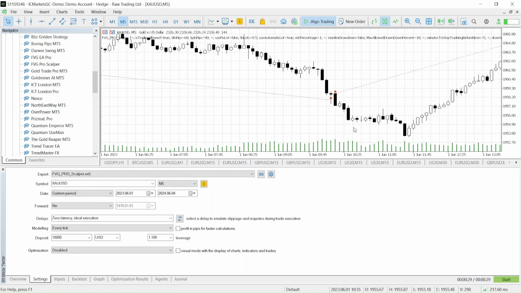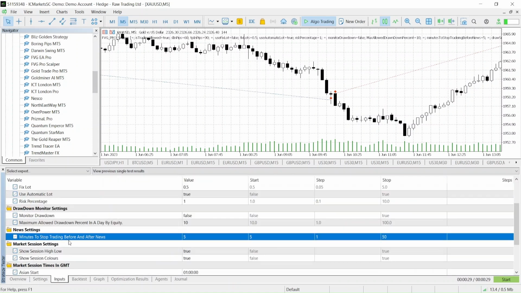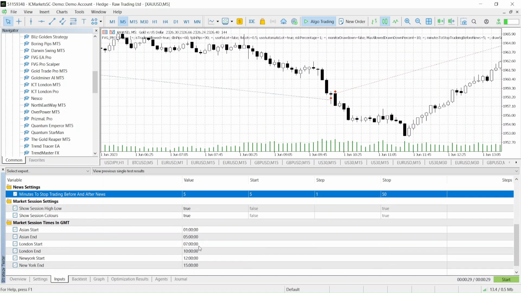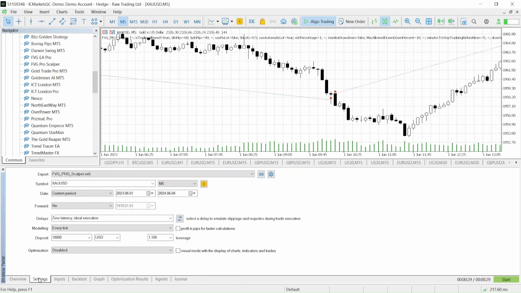When you download this EA into the MT5 terminal, you can see that in the news inputs, there is a news filter: minutes to stop trading before news and after news. What it does is pretty much stop the EA 5 minutes before and 5 minutes after the news, so that your trades are not affected by the news. This is a very important part of the EA, and it takes the MQL calendar in order to receive news.